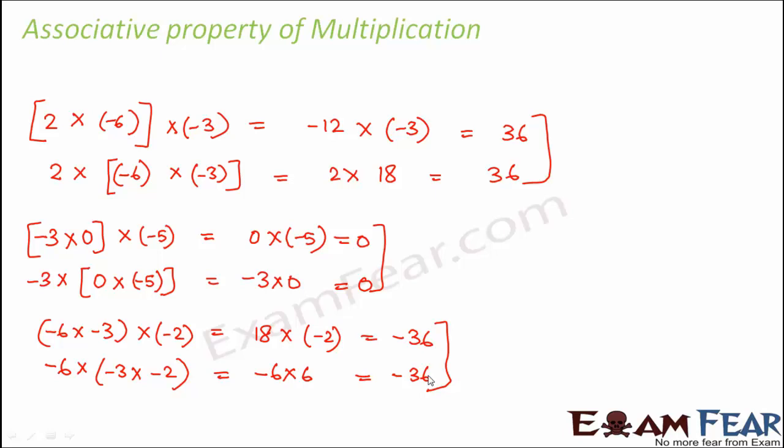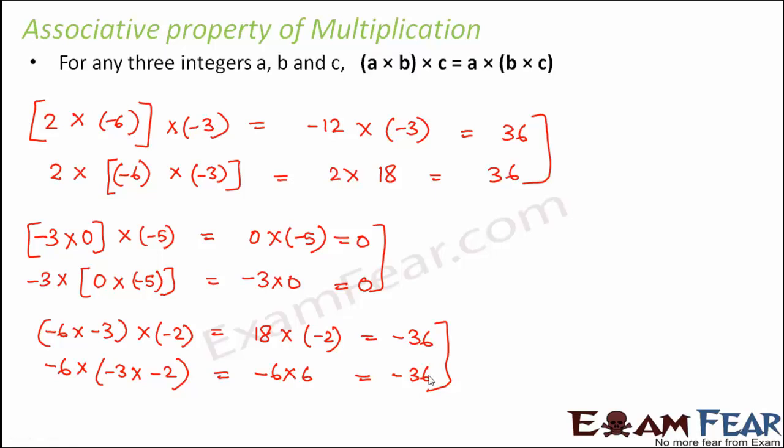Therefore, looking at these examples, we can say that for any three integers a, b and c, a into b multiplied by c is equal to a into b into c. So whether you perform this multiplication first or you perform this part first, that really doesn't affect the product. So the product still remains the same.